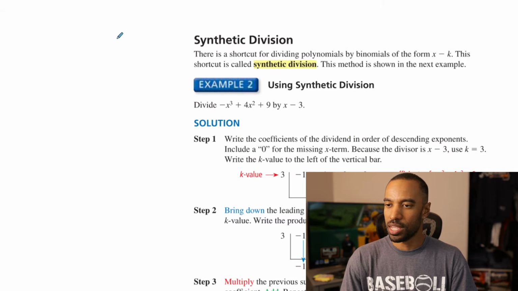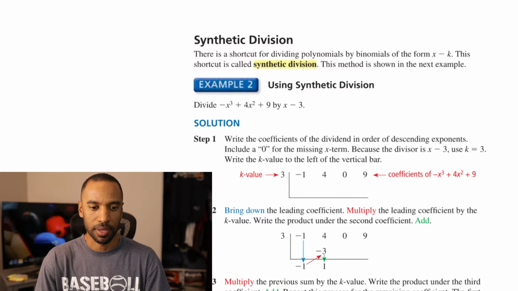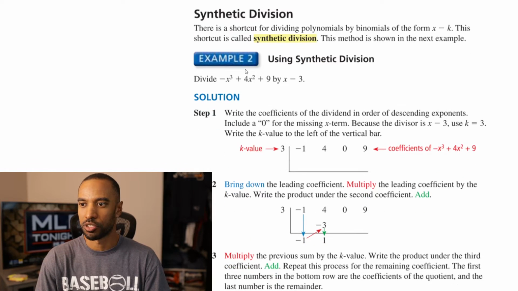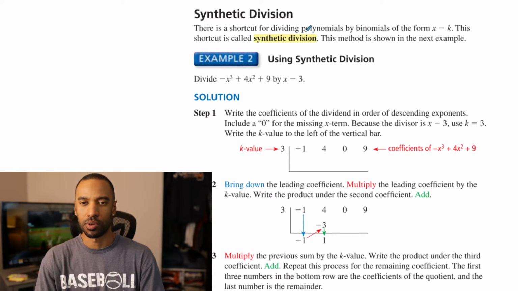Okay, let's move on to the next page, and let's go to synthetic division. And yes, there's more, I'm probably going to have to stay on synthetic division. There's a shortcut for dividing polynomials by binomials of the form x minus k. The shortcut's called synthetic division. The method will be shown in the next example.